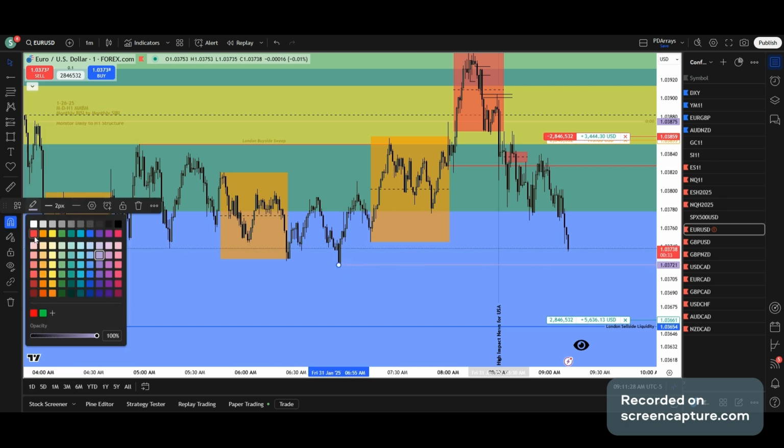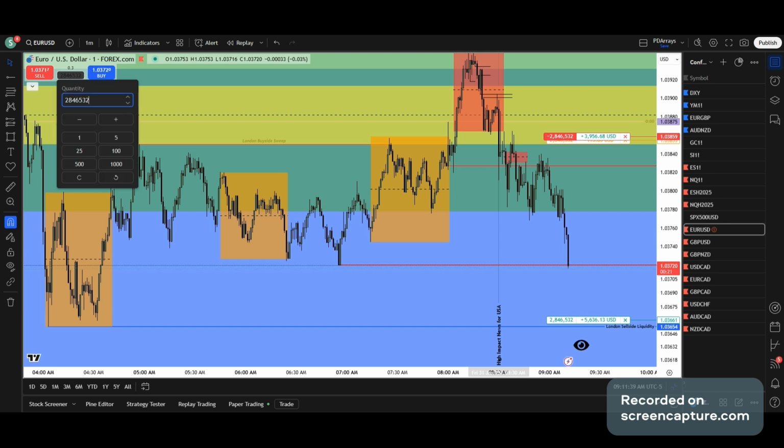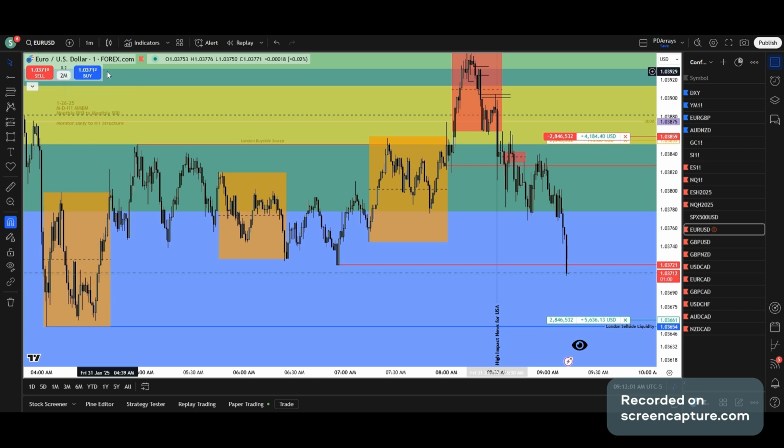I'll go ahead and put my buy limit in. Let's first figure out. Have to hurry up. There it is. I'll take off 2 mil. Yeah, I'll take off 2 mil right here.